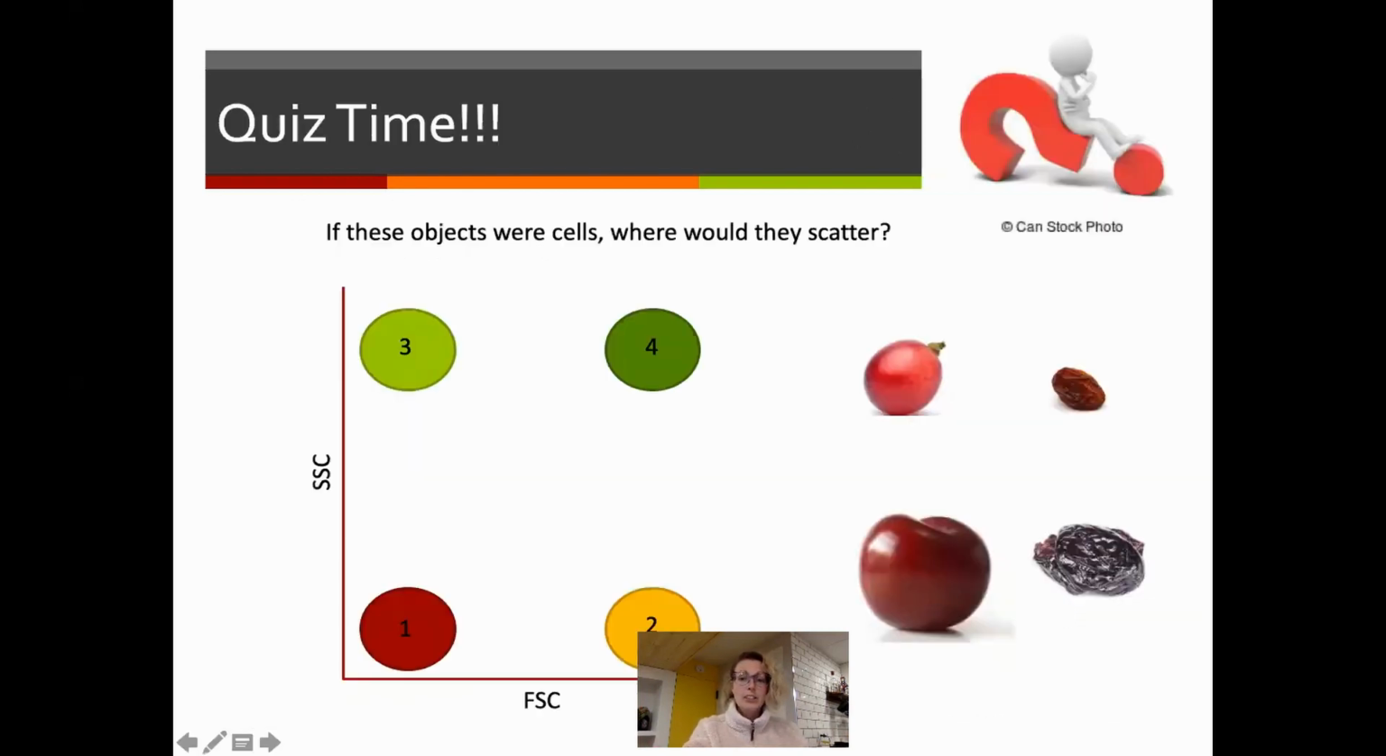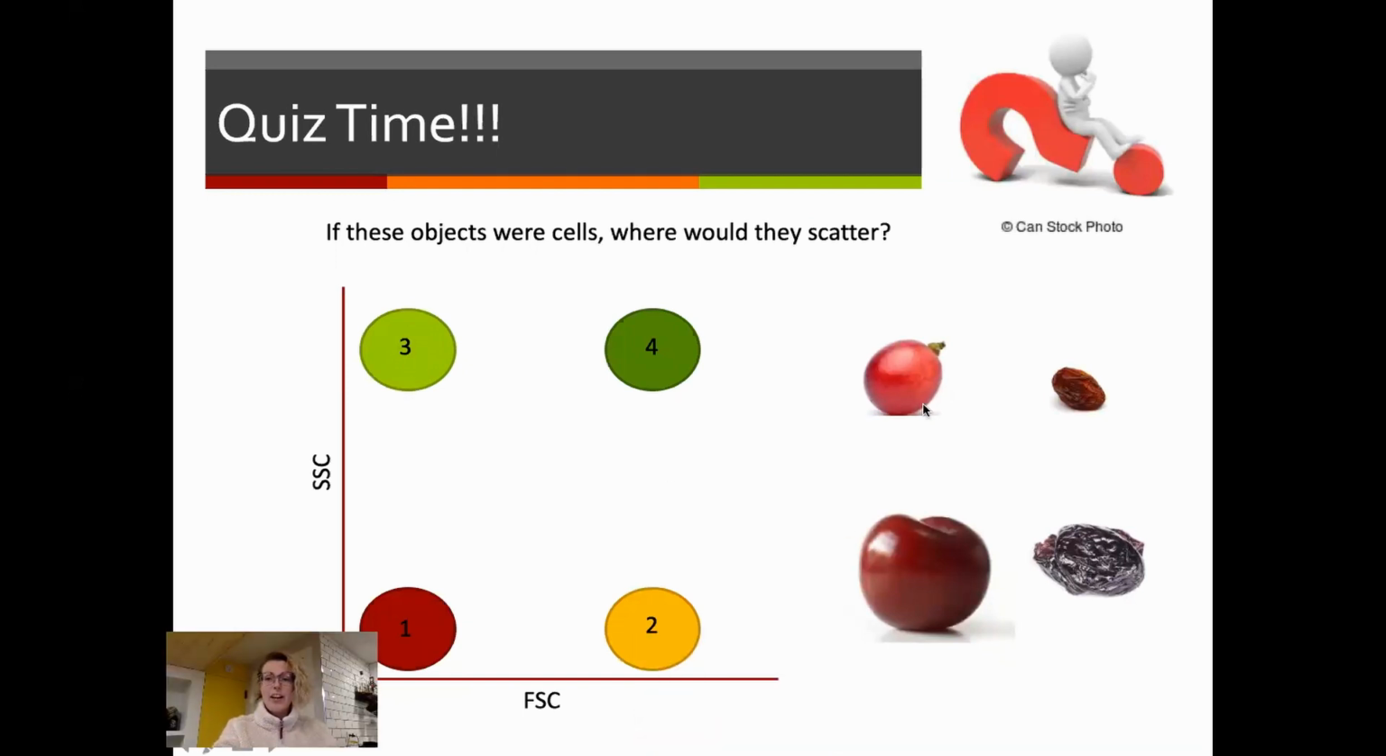All right, so let's do a little game. We have here a grape, a raisin, a plum, and a prune. If we were to imagine that these were our cells going through a flow cytometer and looking at forward scatter and side scatter, take a minute and think where on this plot you think these cells would fall.